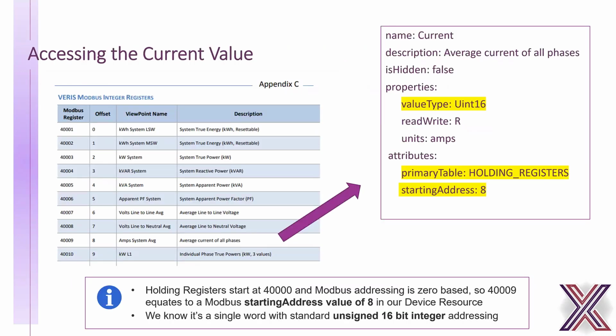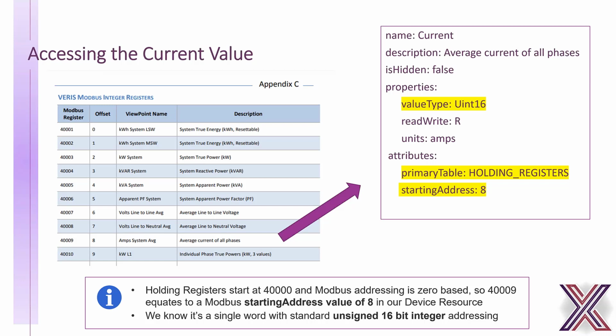So let's look at the current value for starters. What I've done here is I've taken a screenshot of the user guide, particularly relating to this current. So you can see that Modbus register 40,009 relates to the current of all phases produced by the power meter.